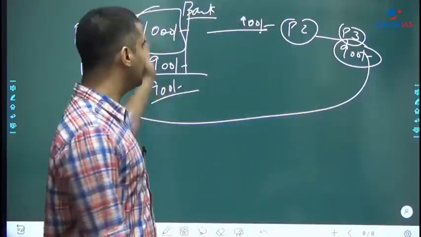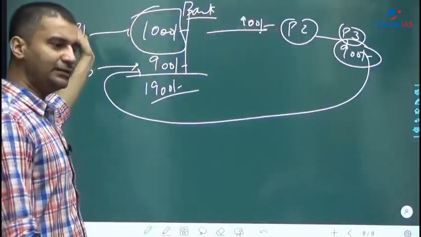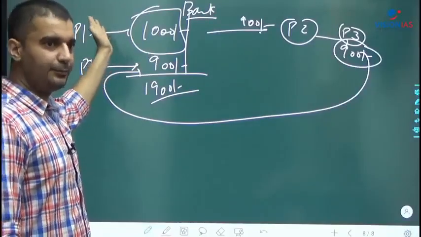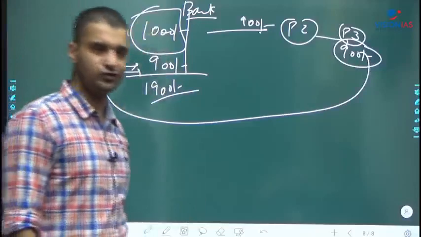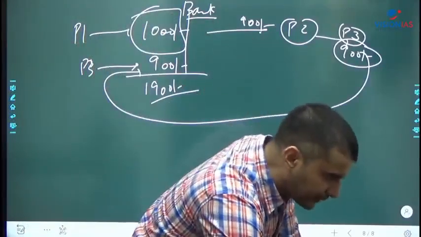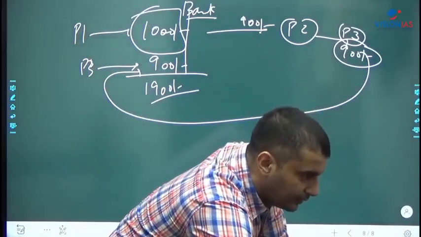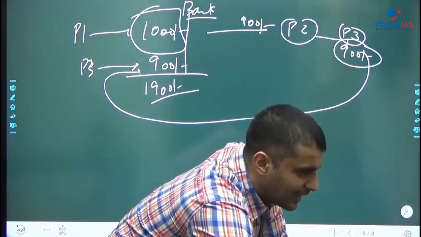Just that bank has lent this part of money doesn't mean that bank doesn't owe 1000 rupees to P1. Doesn't mean that P1 has 100 rupees deposits only with bank. It has entire 1000 rupees with bank. ठीक है यार, तुमने स्पैम कर दिया. ठीक है.